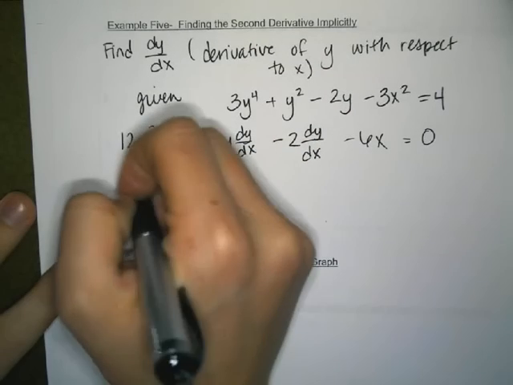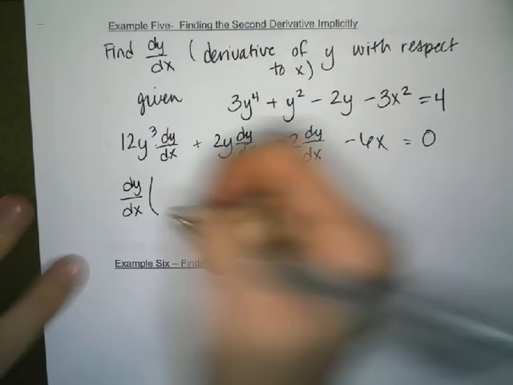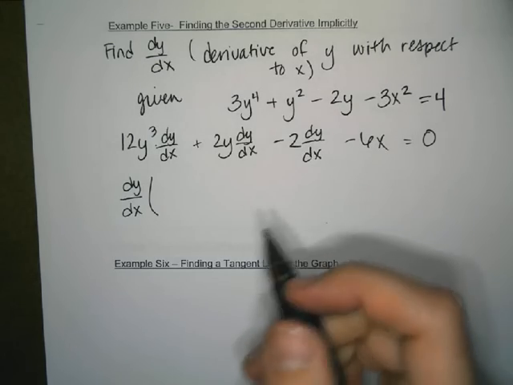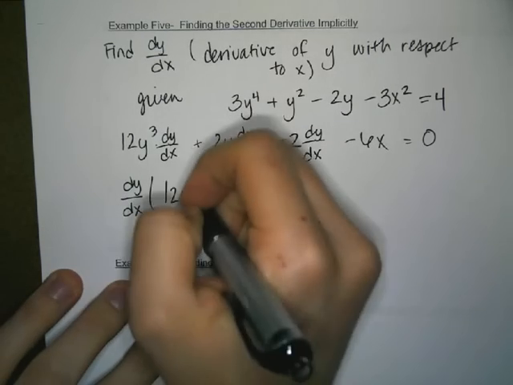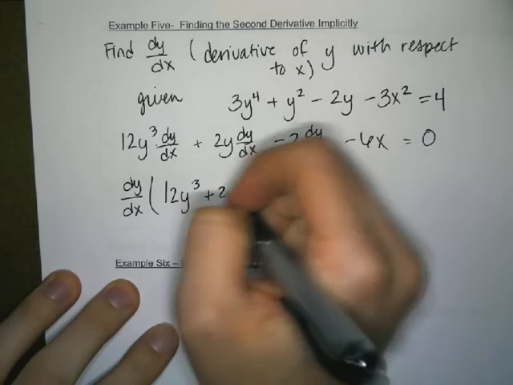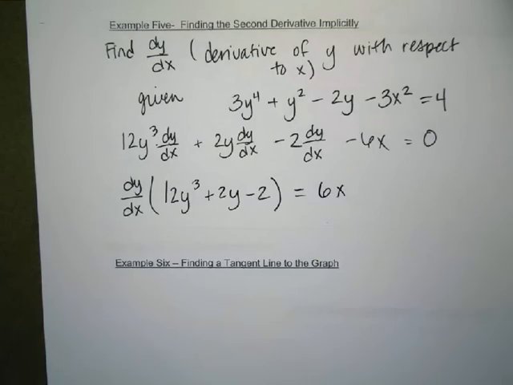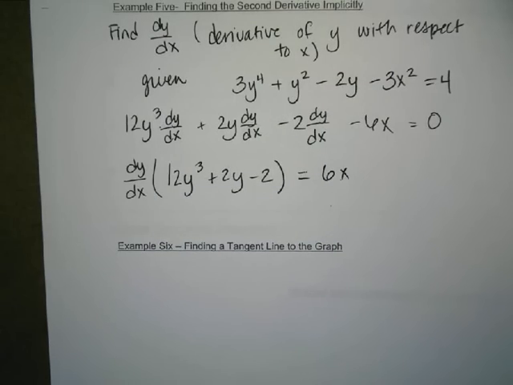It's not always going to be this easy, is it? No. Oh no. Never is. So I pull out the dy over dx, and I'd have the 12y cubed plus 2y minus 2 equals 6x. So is everybody okay with me doing both steps in one? Yeah. So we can kind of see how that happens.